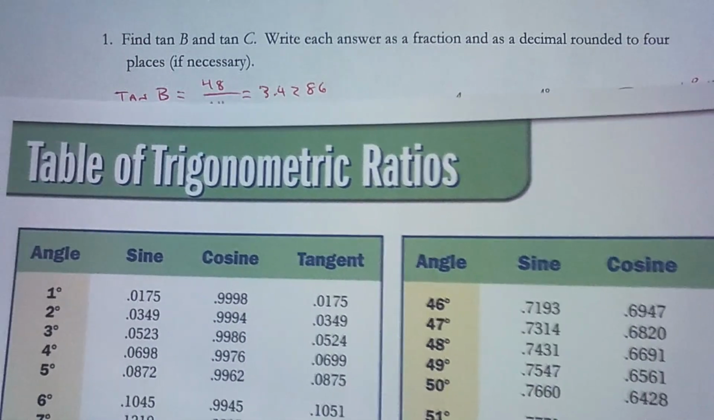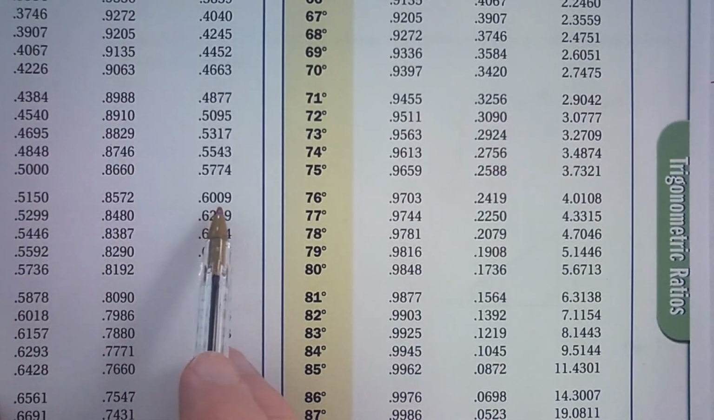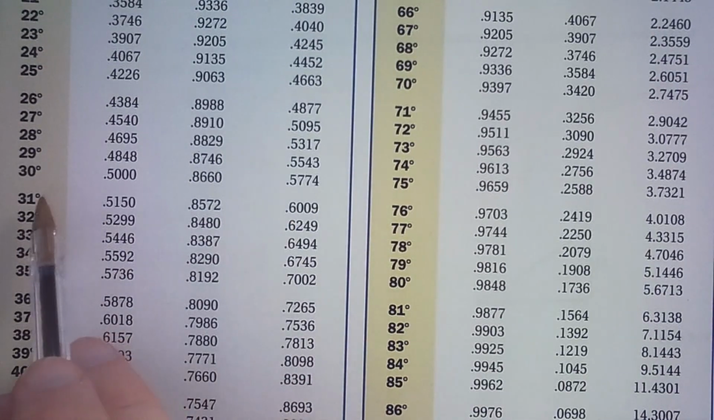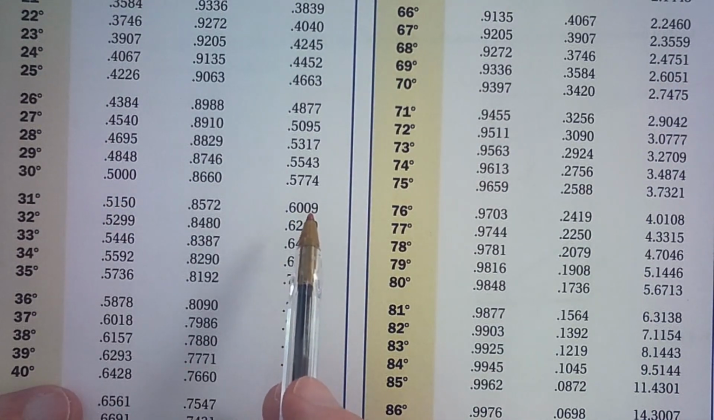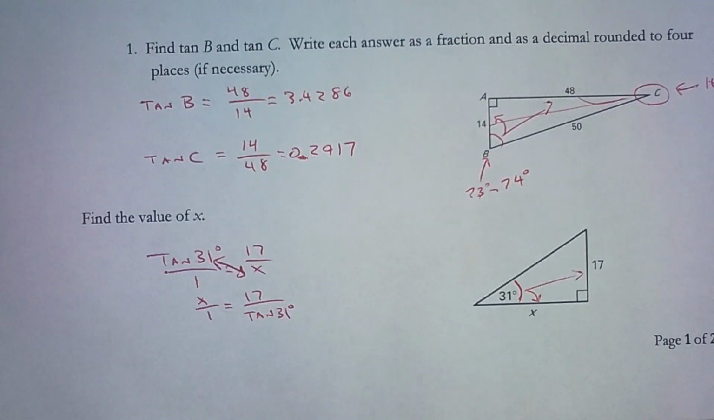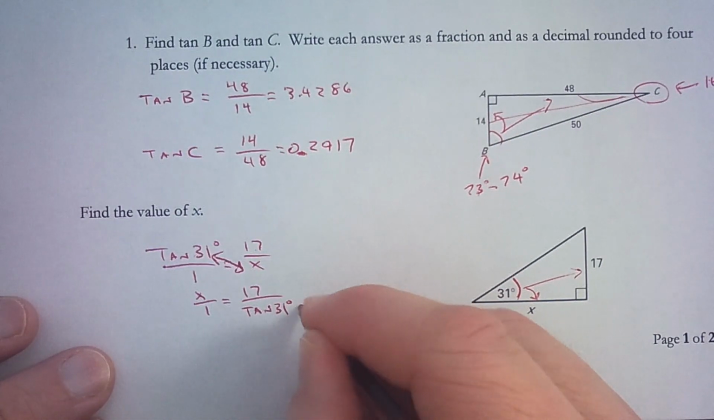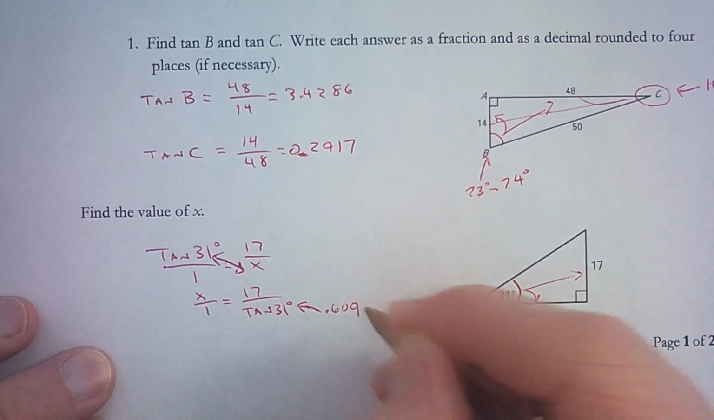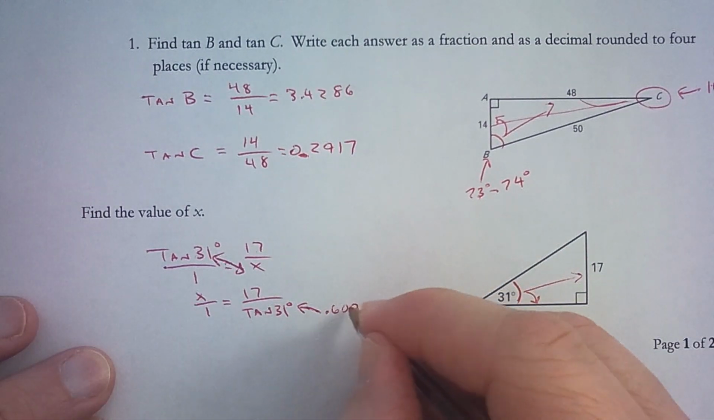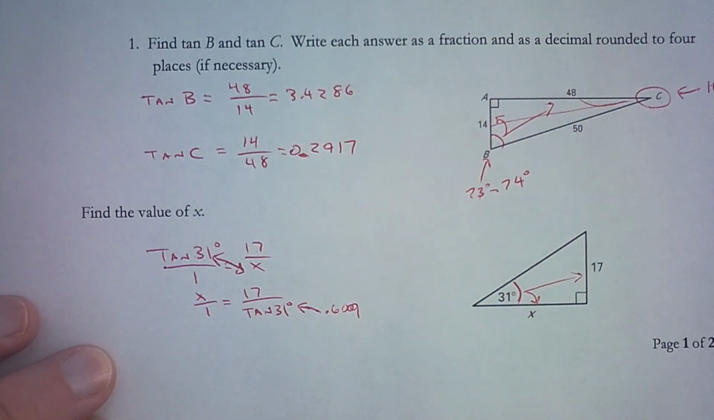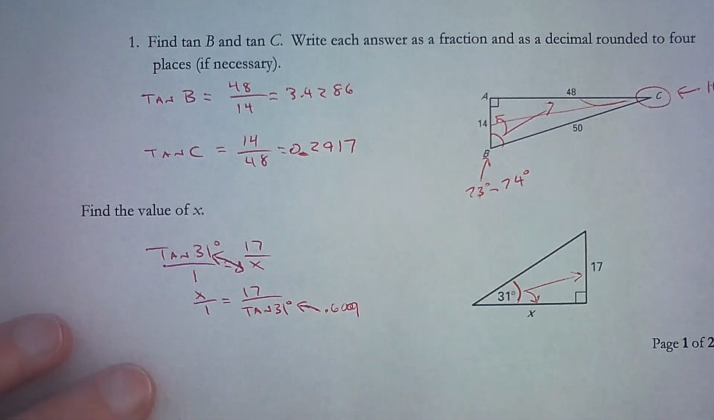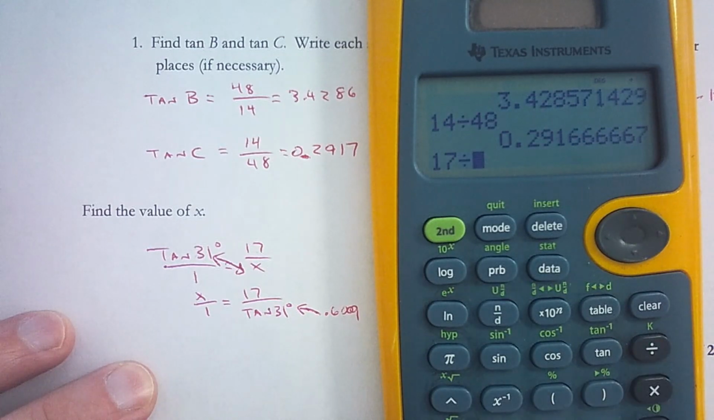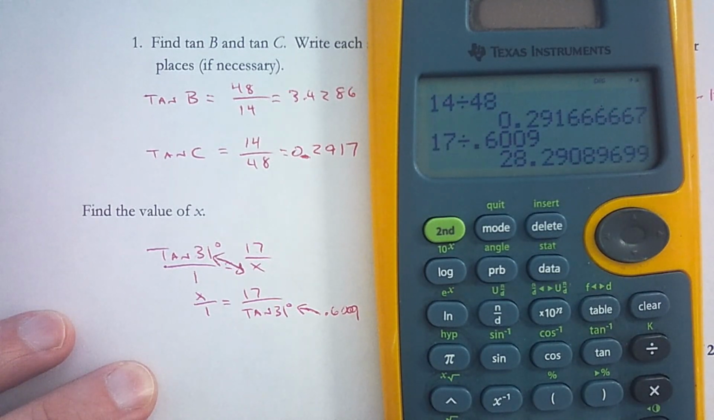One is using this table of trigonometric ratios. Tangent 31 is 0.6009. So 31 and then the tangent column, 0.6009. So I can actually replace this with 0.6009. Okay, so I could do 17 divided by 0.6009 and get 28.29. So I get x equals 28.29.